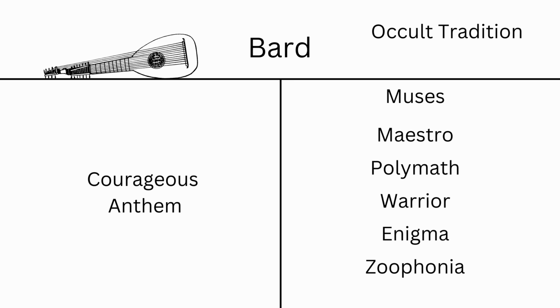The Maestro Muse focuses on making Courageous Anthem last longer. The Polymath Muse allows players to use the Performance skill in place of the 3 other Charisma skills on a handful of skill checks. The Warrior Muse lets players automatically extend the duration of Courageous Anthem when they strike an enemy. The Enigma Muse lets players recall knowledge about any topic using bardic lore. Finally, the Zoophonia Muse lets players make requests of animals using Performance.